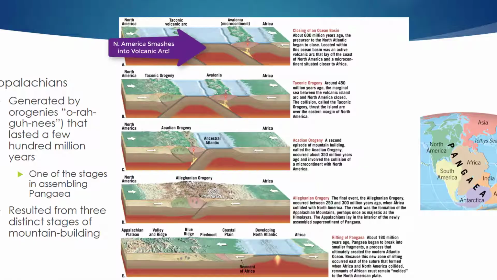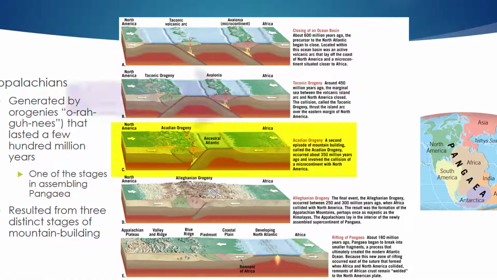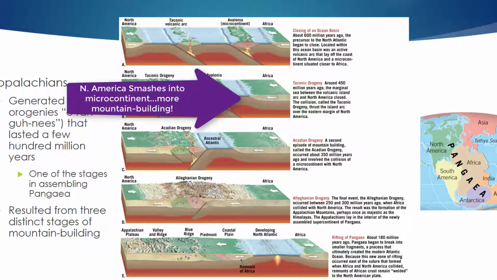In image B, we're going to fast forward to about 450 million years ago. North America has smashed into that volcanic arc, and orogenesis has occurred on the very far east coast of our continent. We still see subduction occurring underneath the microcontinent that's driving volcanic activity. But now if we shift our focus to image C, we see that North America has smashed into the microcontinent, which has triggered further mountain building along our east coast. At this time, which would have been about 350 million years ago, there would have been volcanic activity occurring along the east coast of North America.